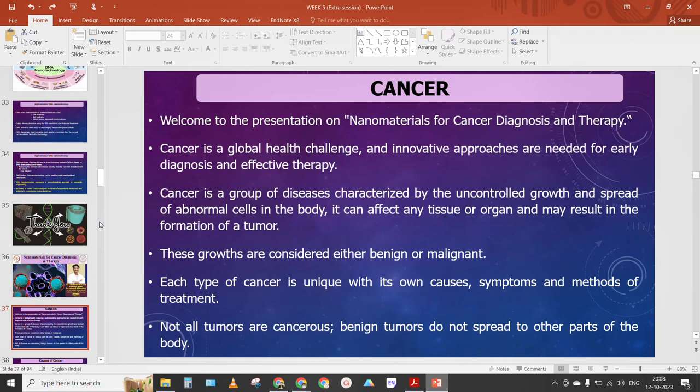Cancer is a global health challenge, and innovative approaches are needed for early diagnosis and effective therapy. Cancer is a group of diseases characterized by the uncontrolled growth and spread of abnormal cells in the body. It can affect any tissue or organ and may result in the formation of a tumor.